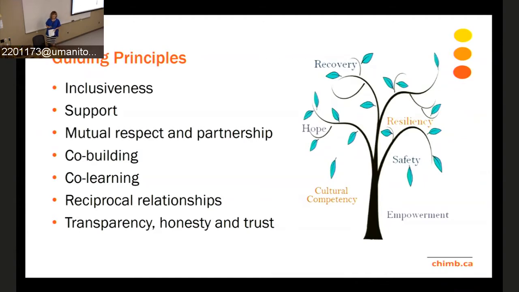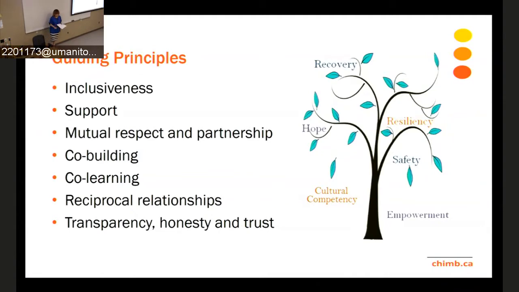Co-learning. This is an interesting part because a lot of times we talk about capacity building for patient and public partners, so patient and public partners learning more about the research process and so on. But there's also a lot of learning to be done with health researchers as well around how to meaningfully and authentically engage people with lived experience. Communication, conflict resolution, all of these pieces are really important as well.